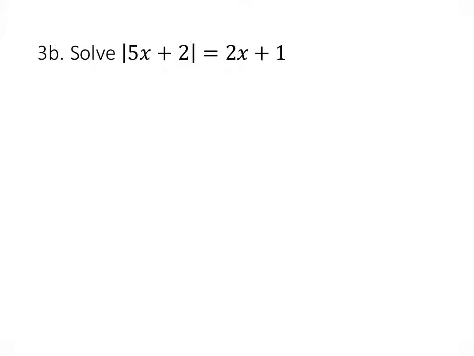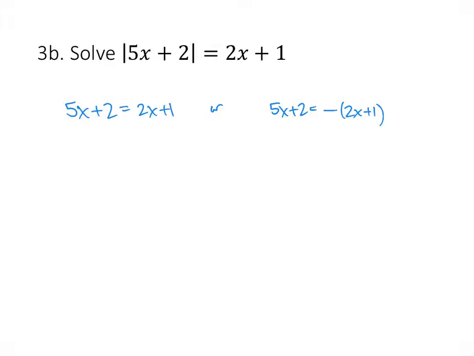Finally, this problem 3b is kind of similar to the problem 2b, where we have a square root but also an x outside the square root. Here we have an absolute value and also an x outside the absolute value. So if we try to solve this, again, we're going to get a similar result because 5x plus 2 either equals 2x plus 1 or 5x plus 2 equals the negative of 2x plus 1. Those are the two possibilities when we have an absolute value.